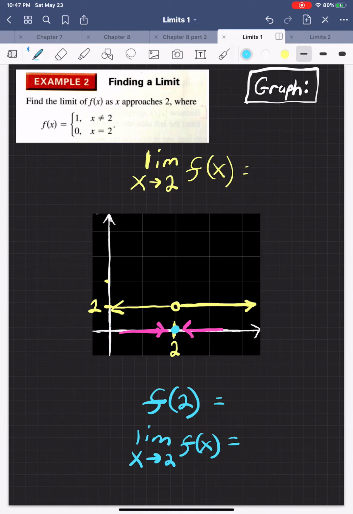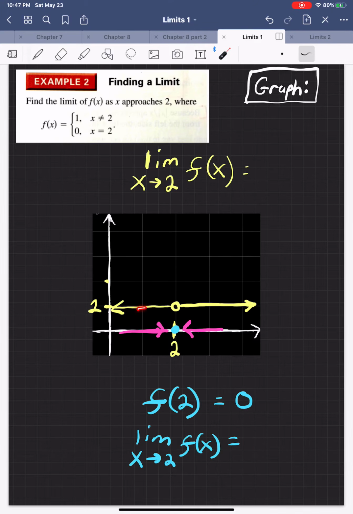Let's start with the first one, f of 2. When x is 2, what is y? That's what that question's asking. Well, we know when x is 2, y is equal to 0. But that has no bearing on what the limit is doing. This is the hard part for a lot of students to understand, because a lot of times students want to say the answer is 0. No. The answer is only 0 at 2, not getting close to 2.